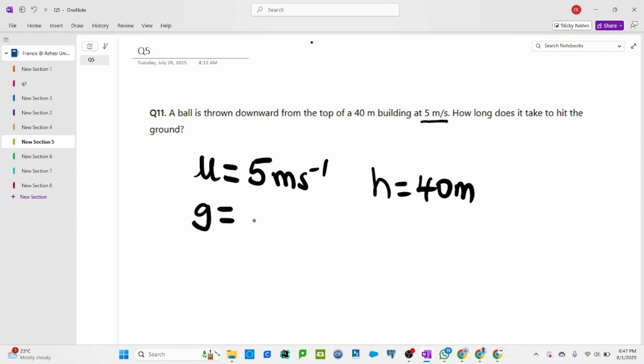g is what? 10 meters per second squared. Negative or positive? Positive. Why? Because the body is coming down. Okay, sure. Good. Meter per second squared. Yeah, it's true. So what's the next parameter? What's the next thing?